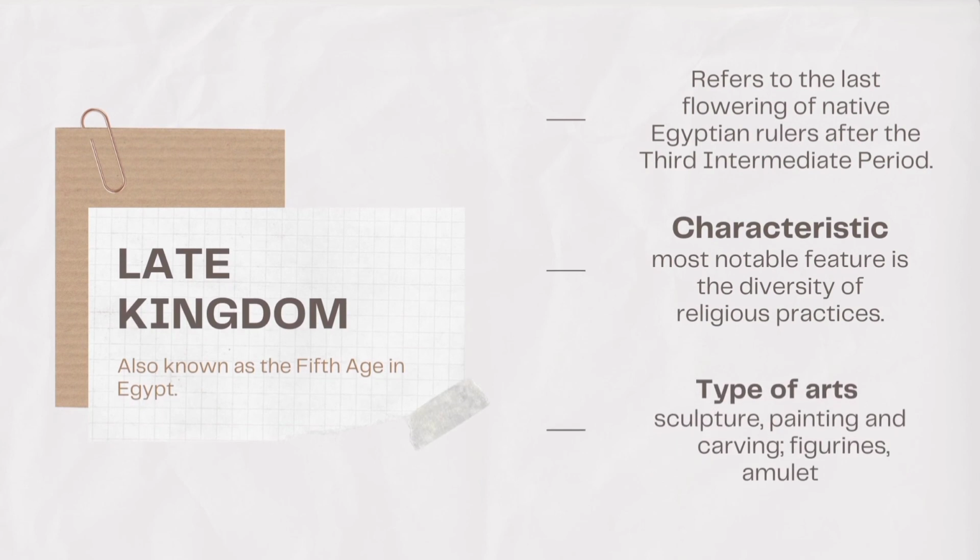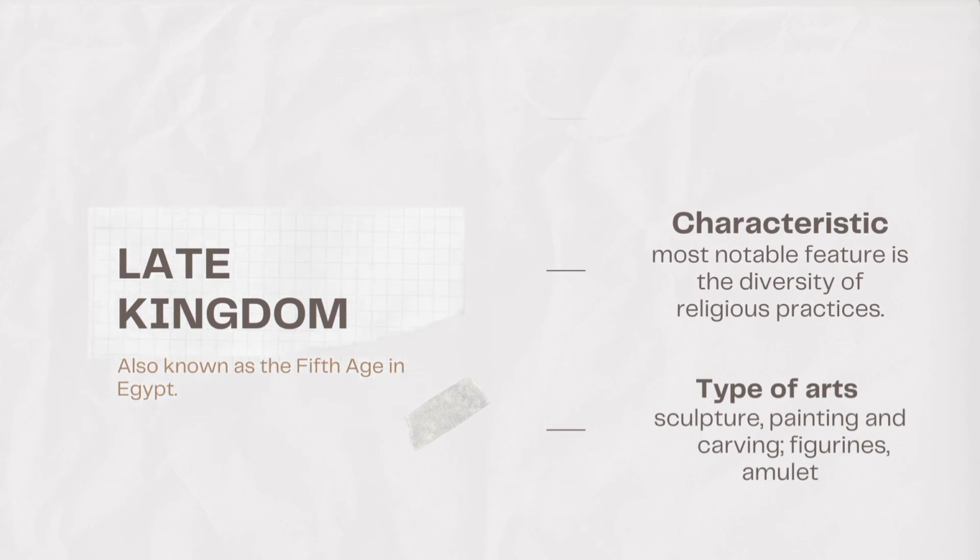Late Period. This is also known as the Fifth Age in Egypt. It refers to the last flowering of native Egyptian rulers after the Third Intermediate Period. The late period was an era of great achievement and saw a renewal of Egyptian nationalism and pride in their attempts to throw off Persian rule and regain autonomy. The most notable feature of the art during this period is the diversity of religious practices. They're known for their artworks in sculpture, painting, figurines, and amulets.